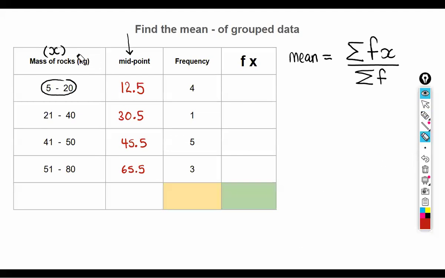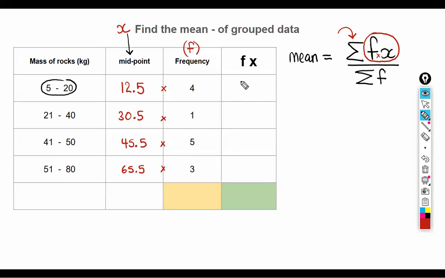Right. So here's the thing. The midpoint is the actual X values now, not the range. The midpoint is the actual X values. So let's find the fx column. Remember, according to the formula, we have to take f and multiply by x and then add that up, because fx means f multiplied by x. So obviously f is the frequency. So we're going to take 4 and multiply it by 12.5.